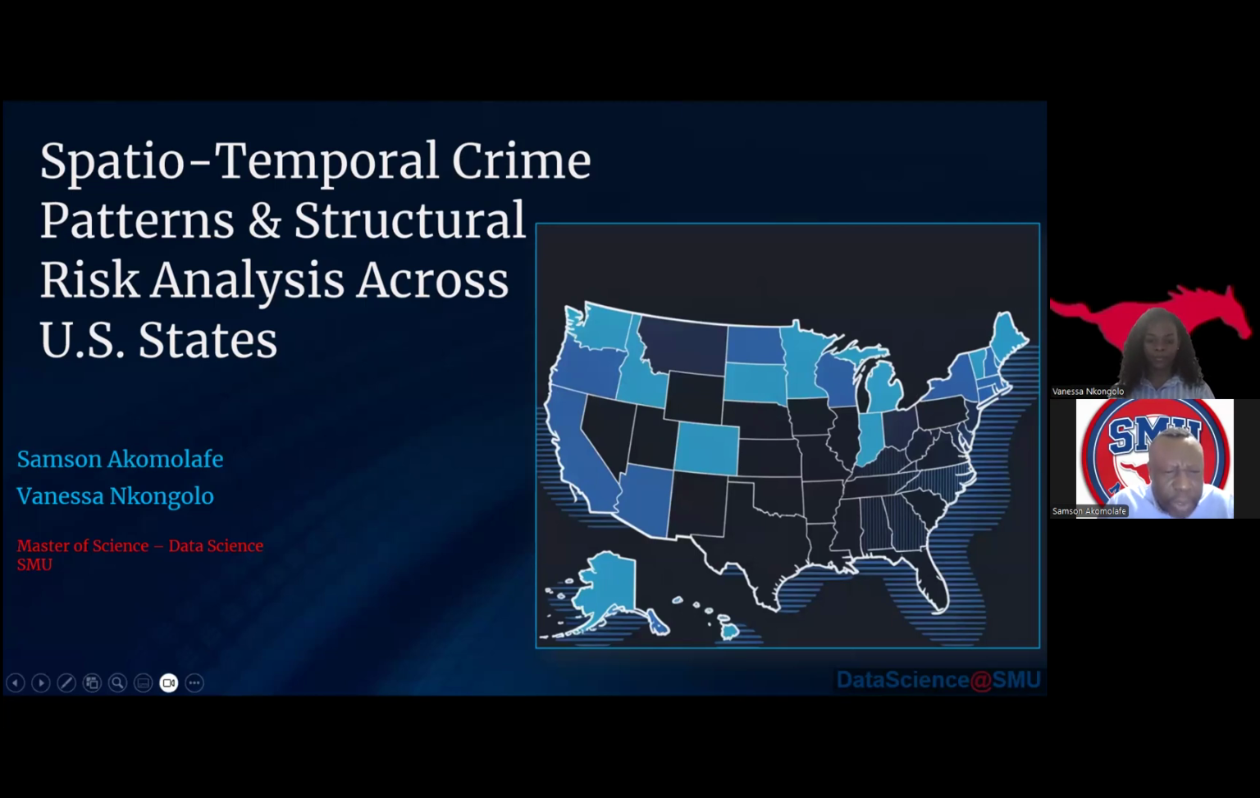We are excited to present our capstone project, which is about understanding crime dynamics in the United States. Our goal was simple but ambitious: to build a data-driven framework that helps policymakers understand where crime pressure is rising, what drives it, and how resources can better be allocated.